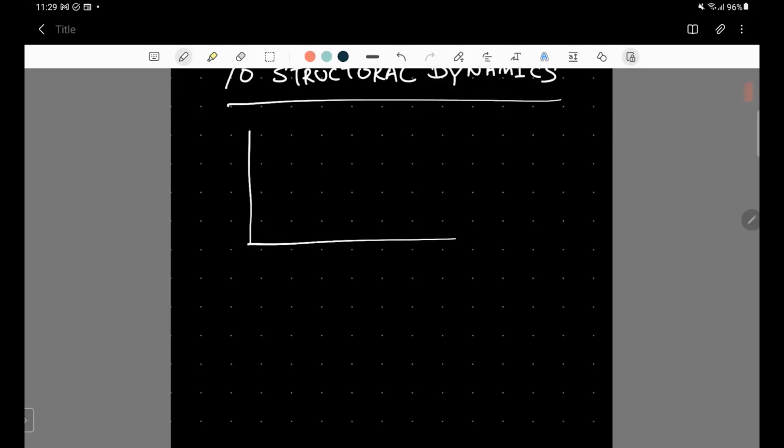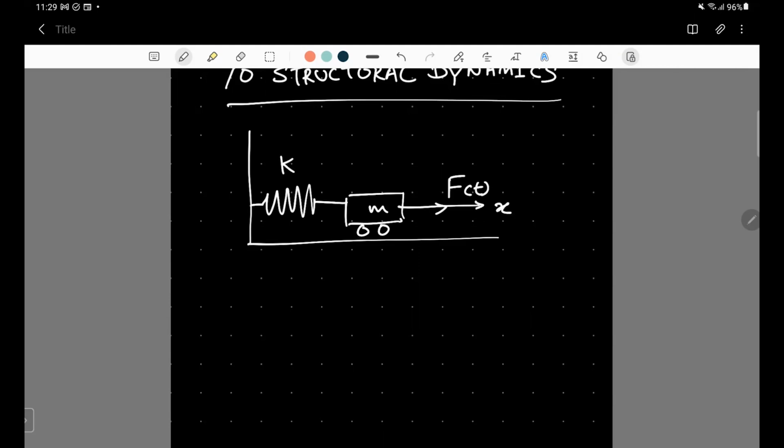and assume that we have a mass which is coupled to a spring having a spring constant K, and the mass of the block is M, and this block is subjected to a time dependent force, let's call it capital F(t). Since we analyze a single degree of freedom, we assume that the time dependent force is applied in the x direction, and it is fixed on the left hand side and it is free to move on the right hand side.